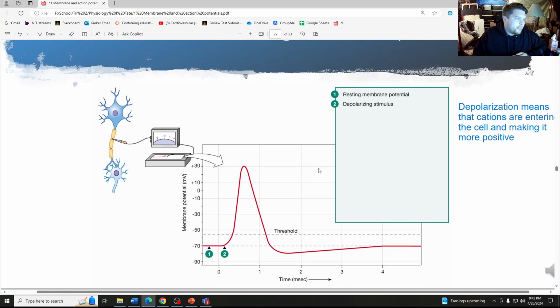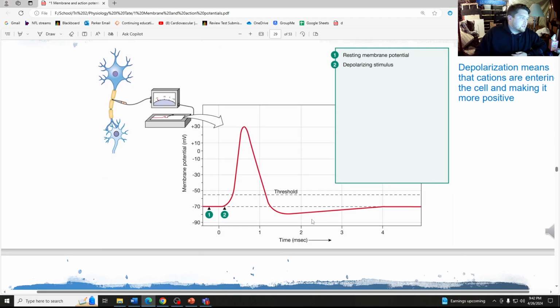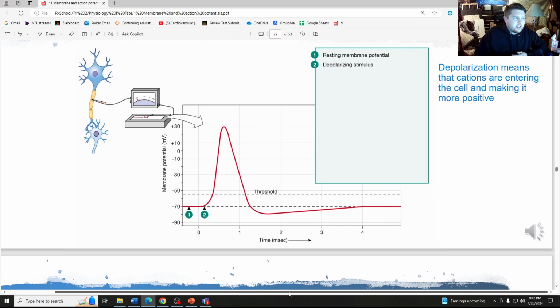Step 2, we have a depolarizing stimulus. Now, this can be a whole number of things that cause this depolarizing stimulus. It can be from something like mechanoreceptors, based on touch, feeling, that sort of stuff. It can also be something like leaky channels. You can have leaky channel stimulus, not always necessarily for nerve cells, but more for cardiac tissue. But you need to have some sort of stimulus which is going to begin the depolarization, which gets us from that negative 70 value up to threshold.